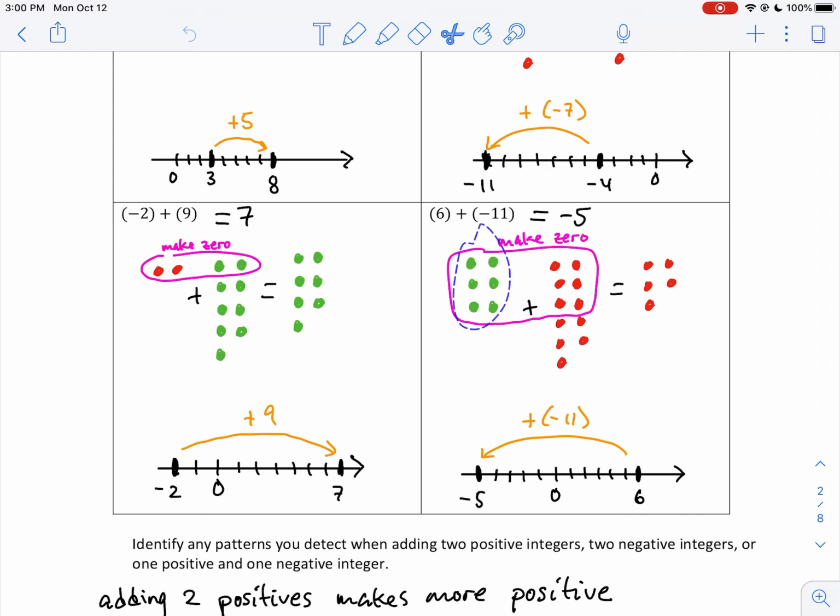And then finally, we're combining 6 positives with 11 negatives, and then these 12 chips here cancel. 6 positives and 6 negatives cancel, leaving just these 5 negatives left, so the result is going to be -5. And on a number line, we start at 6, and if I add a negative number, I go left 11 units, and that takes me to the result of -5.